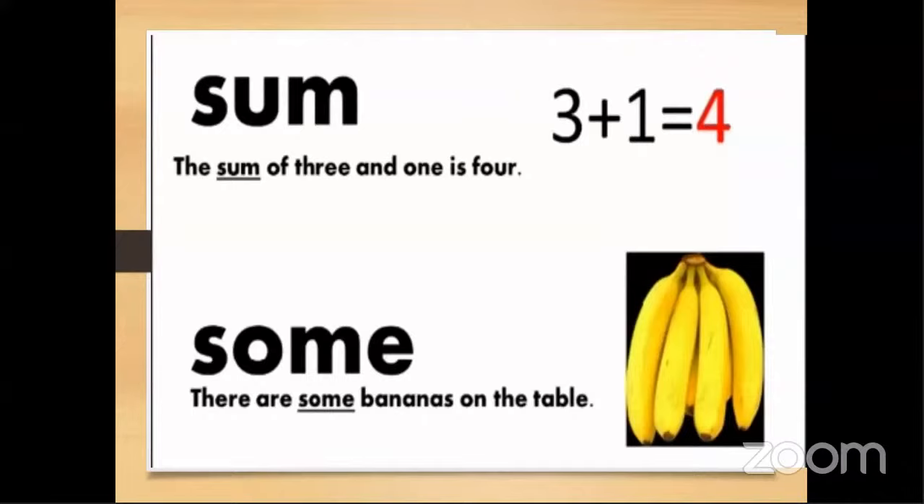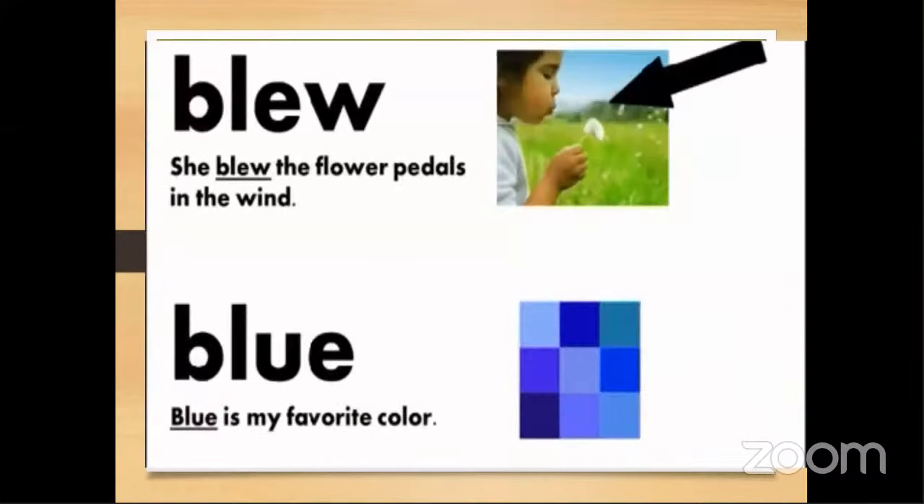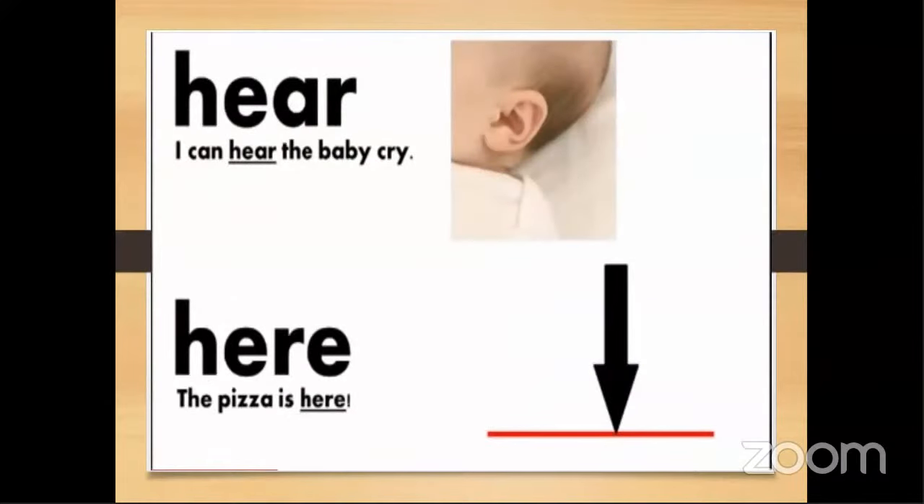Now this we are writing in the sentence form. Now there are some bananas on the table. Now she blew the flower petals in the wind. Now blue is my favorite color. Spelling, you have to be very careful. It is B-L-U-E. Okay, next one is I can hear the baby cry.